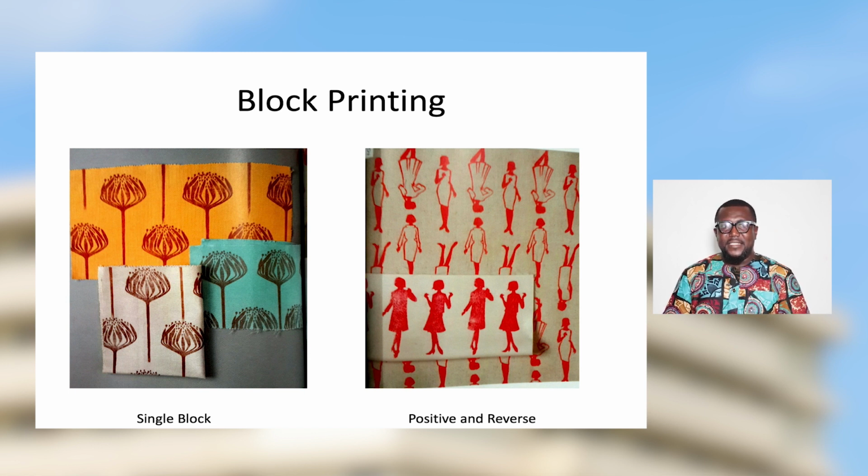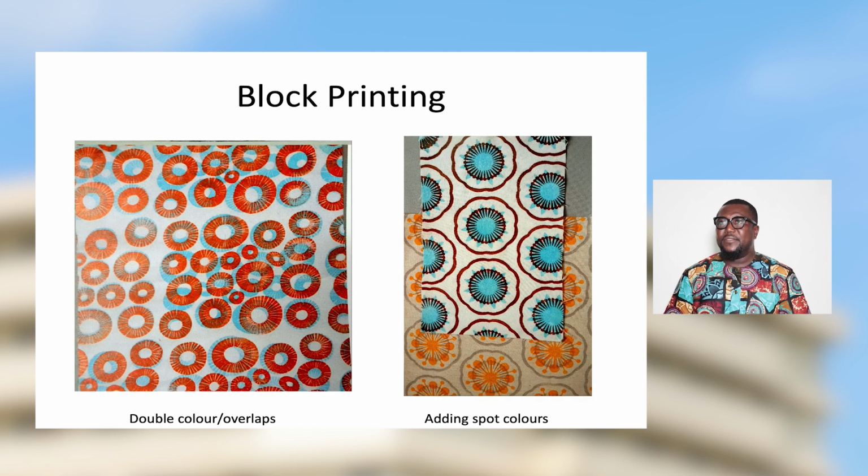Then you have the reverse, where now the positive area will rather be inside. You see, it's a reverse form. So instead of it being on a relief, it's rather incised or engraved into it. So the negative areas are really what is printed. That is why we call it the reverse print.